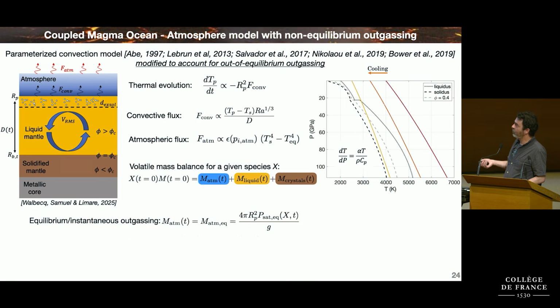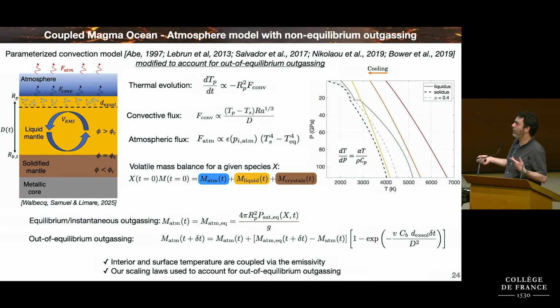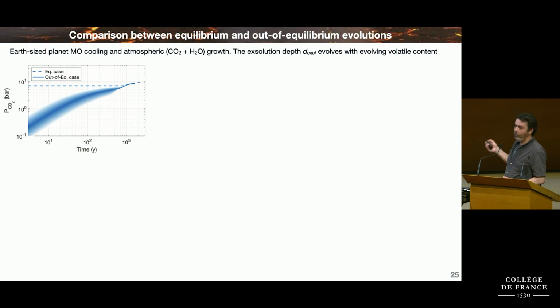Usually these models assume equilibrium outgassing, in which case you can describe the amount of volatile present in the atmosphere with this simple expression, but we relax this assumption to make it more general using this expression, which directly derives from the expression that I showed you in the previous slide for the flux of volatile outgassing. And so I'm going to walk you through a typical Earth-like example where we've considered two greenhouse gases, CO2 and H2O. What you will see here is the CO2 pressure, which is basically the amount of CO2 that is present in the atmosphere as a function of time.